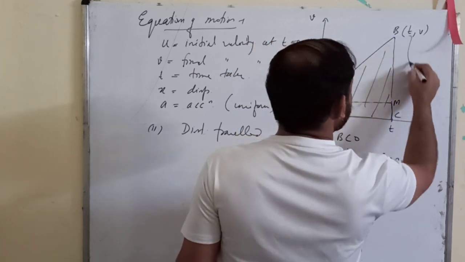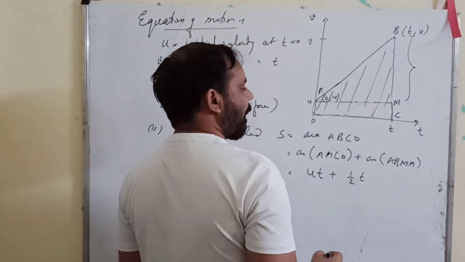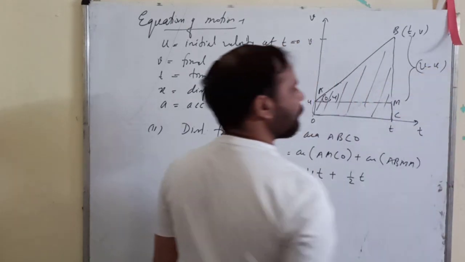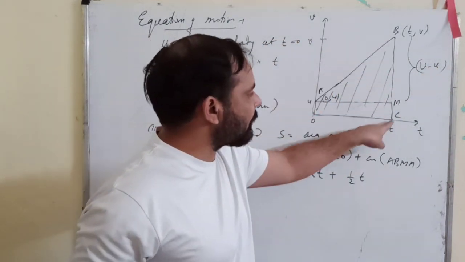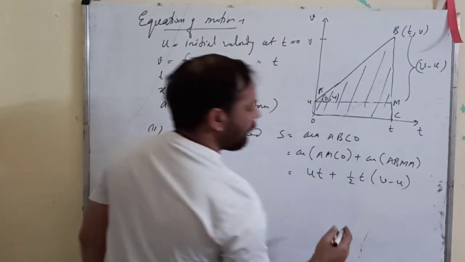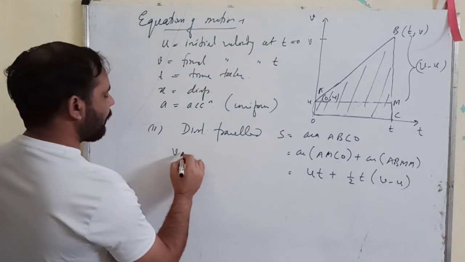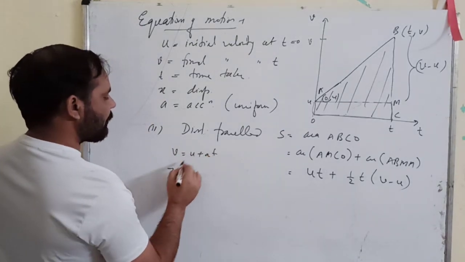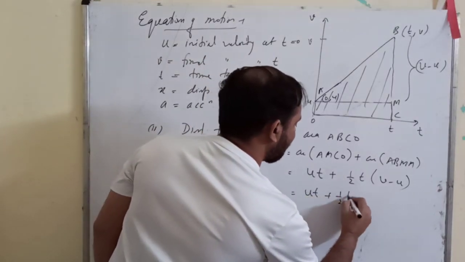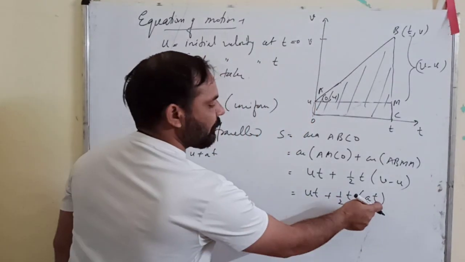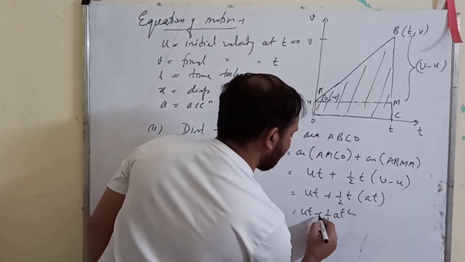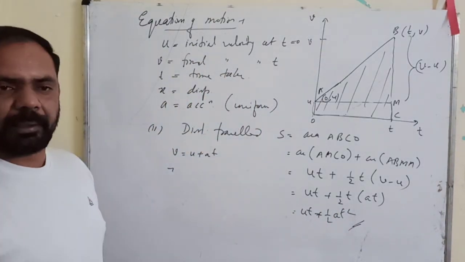This is a triangle, half into base into height. What is this height? This is V minus U, because this is V and this is U. So this part is V minus U. Now how much was V minus U? V is equal to U plus AT, so V minus U equals AT. So I can write UT plus half T into AT, using the first equation. So what I get is UT plus half AT square. This is your second equation.